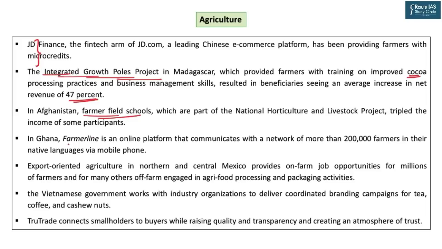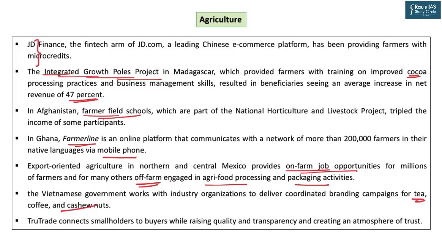In Ghana, the Farmer Line, as we have talked about, has improved the efficiency and the technical know-how of farmers through communication in their native languages via mobile phone. Similarly, there are many platforms just to engage the farmers, connect them, not only for technical know-how, but also providing them with on-farm job opportunities and off-farm job opportunities, engaging them in agri-food processing and packaging activities. The Vietnamese government has worked out very well the linkage between agriculture and industries. The industry organizations work in a coordinated manner to brand the agricultural products like tea, coffee, cashews.